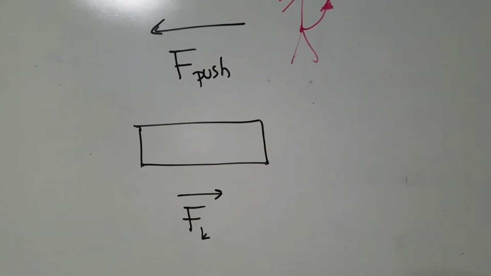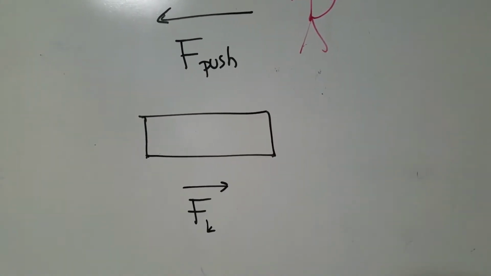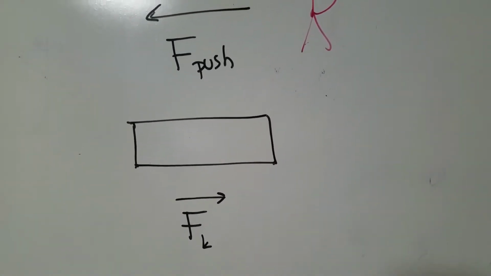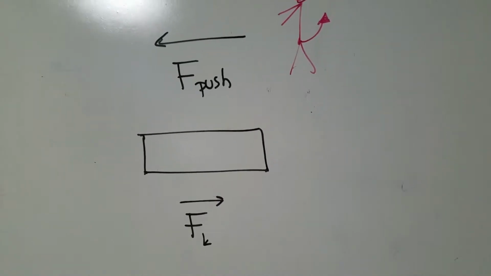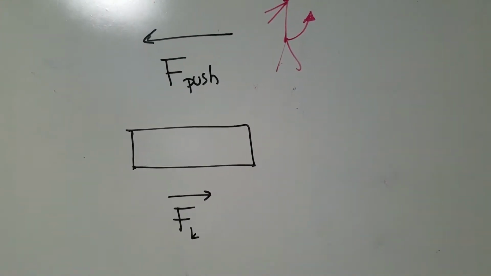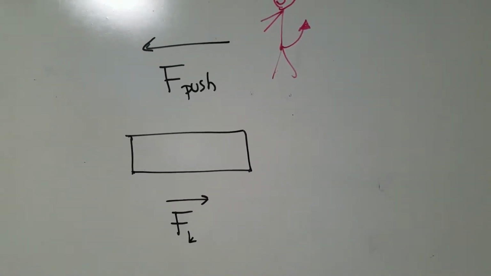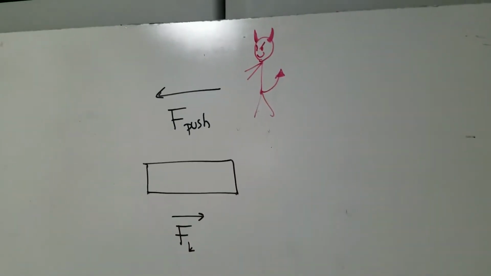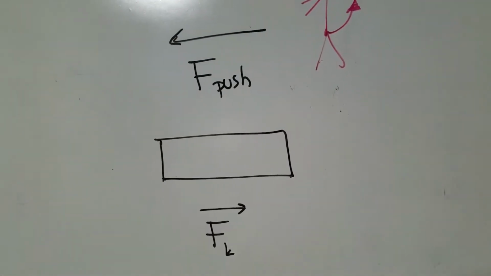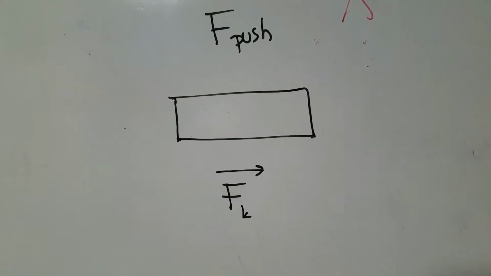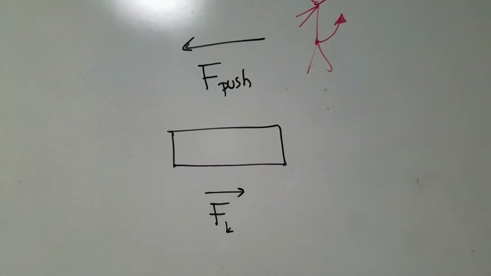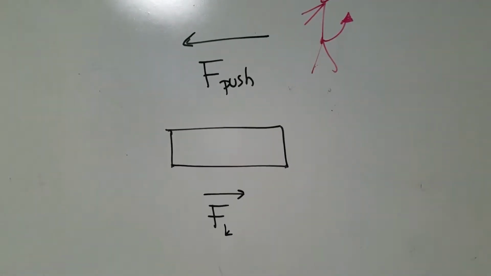Now, if the force of friction was greater than the force of the push, then we might not be able to move this object at all. But as you can see, so far we have an agent, we have a force that's pushing, and then we have the kinetic friction force in the opposite direction acting on the object.